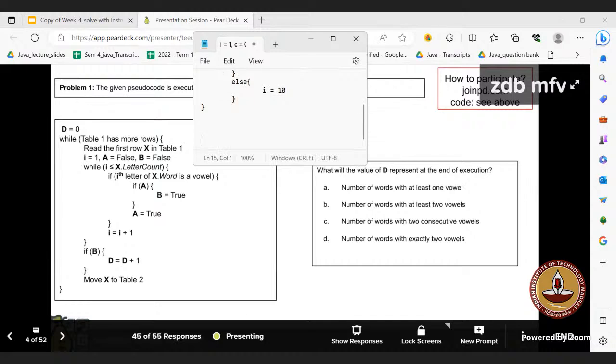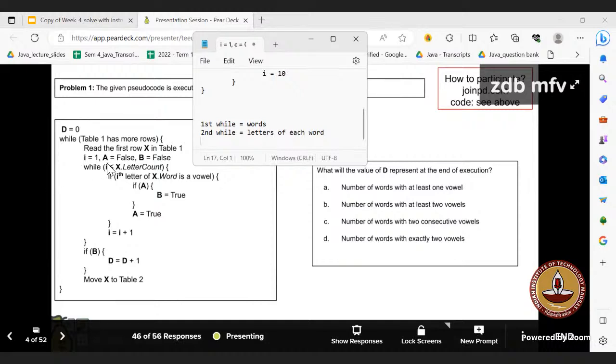So what we are doing, we have the first while loop to iterate over the cards, that means words. The first while loop will iterate over the words. The second while loop iterates over the letters of each and every word. For every word, we will iterate. So the answer you can see will be option B.